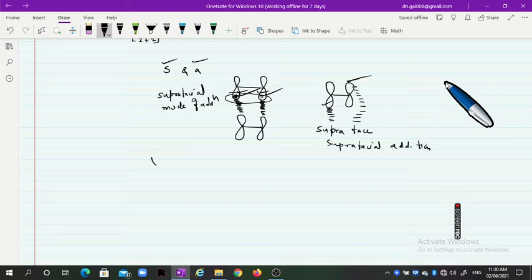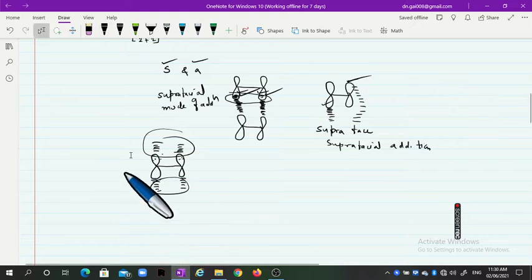Okay, the first mode is when both lobes are added from the same phase, both lobes from this phase or both lobes from that phase. Both additions of lobes are from the same phase, this phase and this phase. That is a supra phase, and that addition is the suprafacial addition.